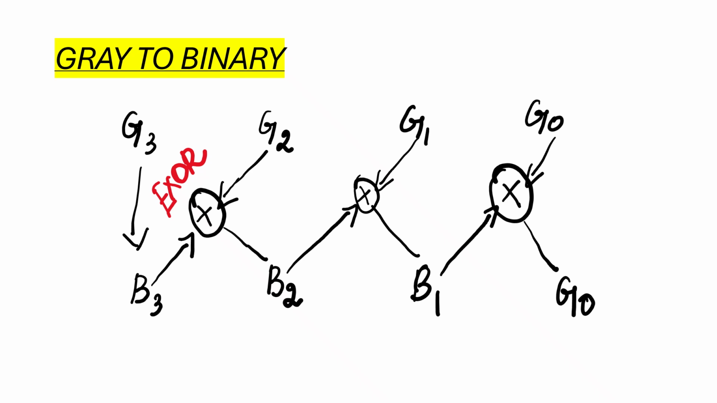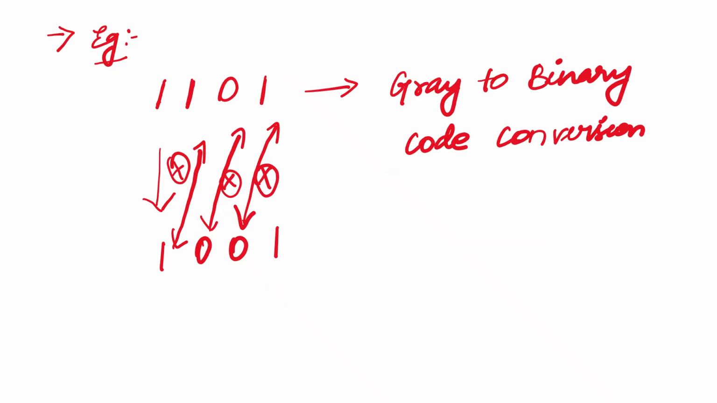And then gray to binary. Gray to binary is slightly different from binary to gray. In binary to gray, we do the XOR operation on consecutive bits. Here also the first bit is the same. For the MSB, we will write B3 equal to G3. And then for B2, we will XOR B3 and G2. For B1, B2 and G1 should be XORed. For B0, B1 and G0 should be XORed.